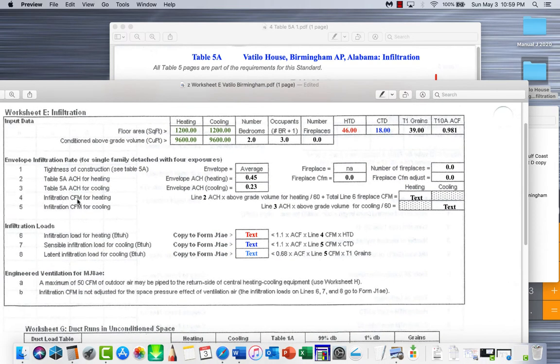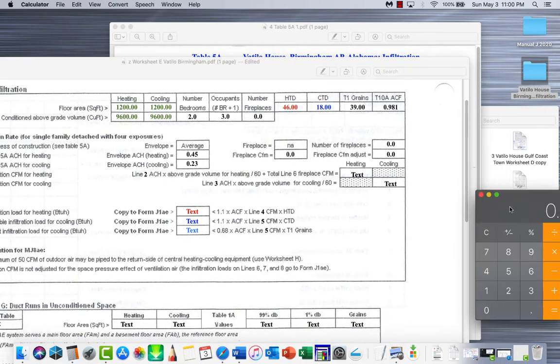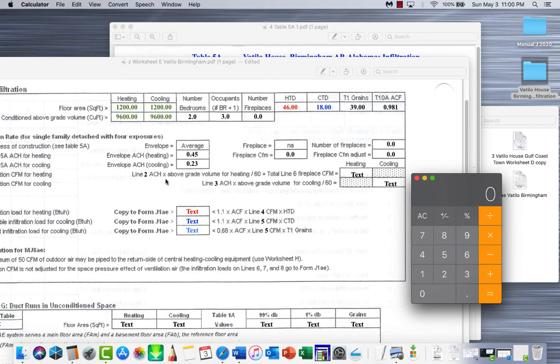So now we're on line four here, infiltration CFM for heating. This is where, like I told you, you need to correct that because it had line six and that would be incorrect. And line seven here, that would be incorrect. It should be line two and line three. So line two is 0.45. Line two, air changes per hour, 0.45, times above grade volume of heating, which would be the 9,600 up here, divided by 60 an hour, plus total line 6 CFM for the fireplace. We don't have a fireplace, so we don't have to worry about that part. But we just have to do this little formula right here, and I'll bring the calculator up for that. So, line two is 0.45 times our above grade volume for heating, which is 9600 up here.